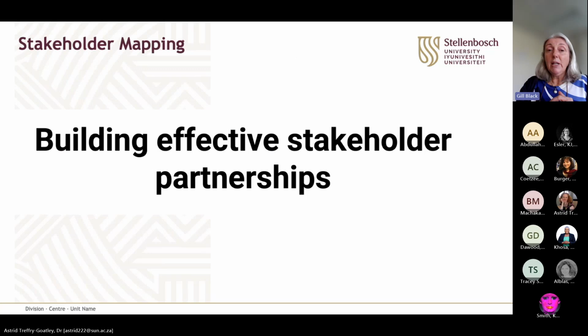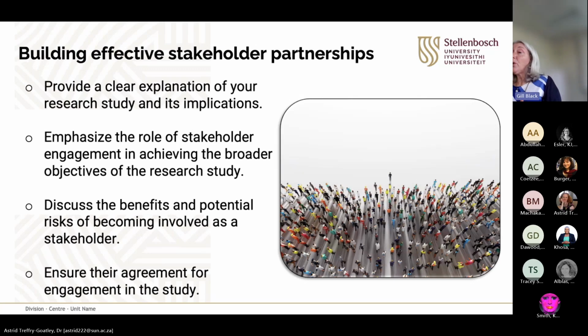And then finally, the third element is building effective stakeholder partnerships. And so in all your interactions, when you're mapping your potential stakeholders, it's really important for you to provide a clear explanation of your study and its implications. You need to emphasize the role of stakeholder engagement in achieving the broader objectives of your research study. And this could include, for example, incorporating the lived experiences of affected people, improving service delivery, influencing community level knowledge and behaviours, enhancing practice and contributing to policy reform.